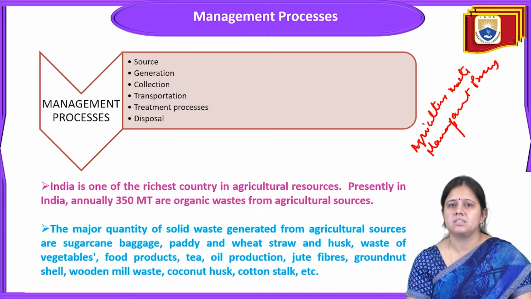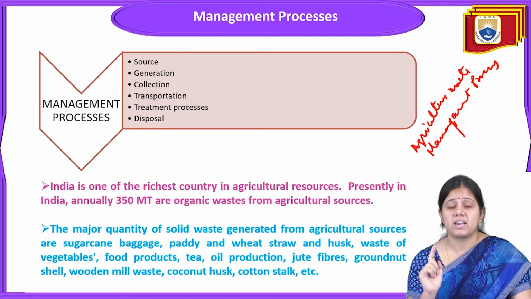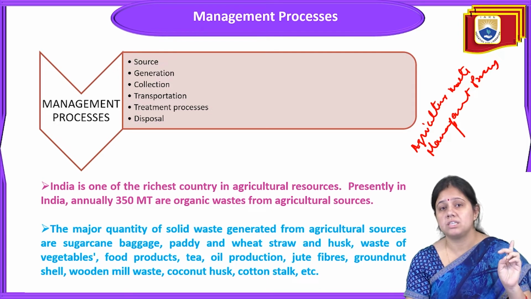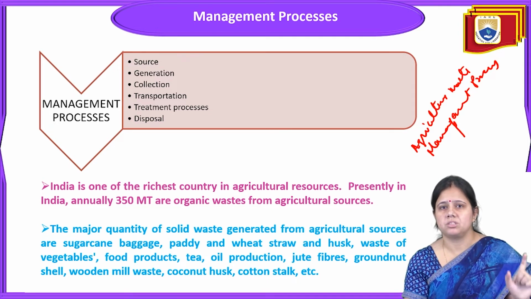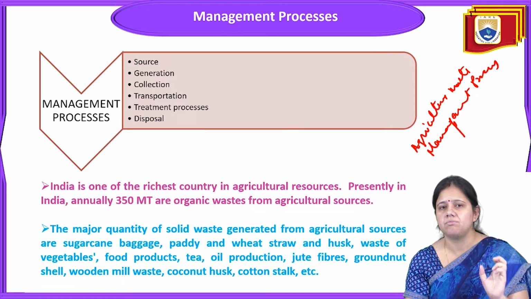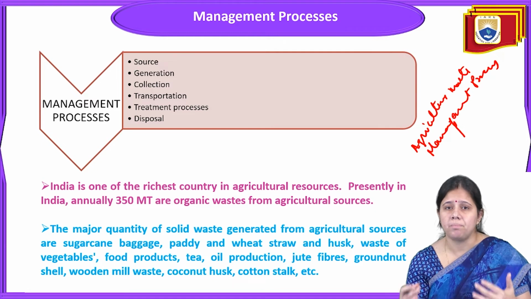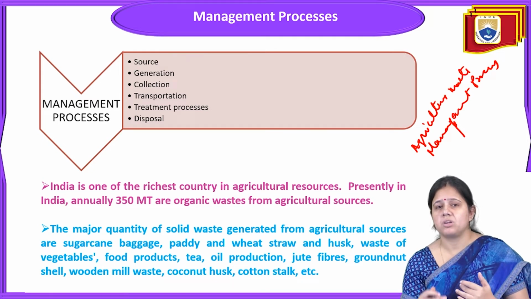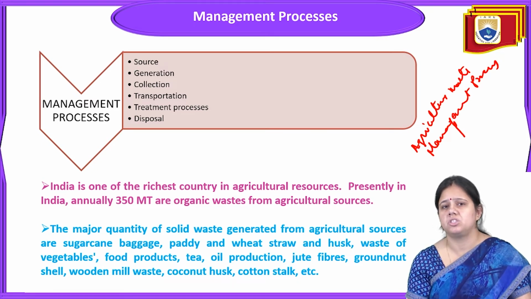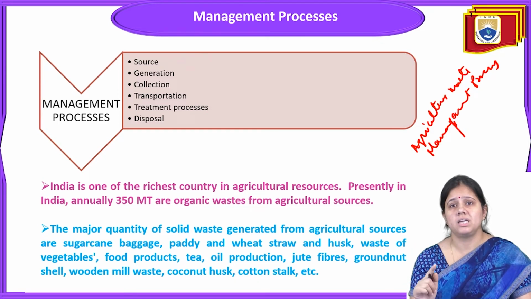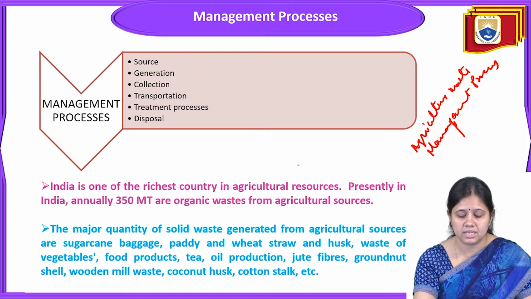Then it's collection and segregation at a proper place, because waste management starts from the collection process. Collection and segregation is a very important part of waste management, because if we do not collect or segregate it in a proper way, then the treatment process or disposal process cannot be achieved. So the first thing to keep in mind is collection and segregation. Then it's transportation.